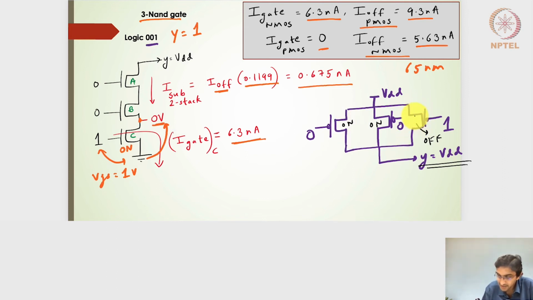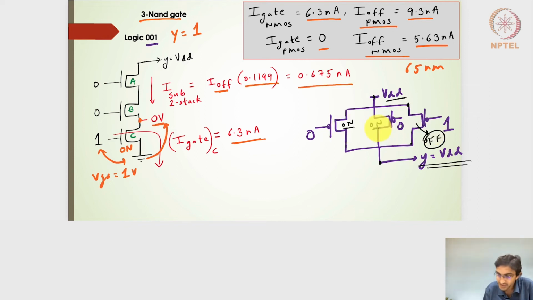There should be a subthreshold leakage current here, but if you look into the VDS value, the VDS value turns out to be the same. And whenever the drain-to-source potentials are the same, there won't be any current. In fact, there won't be any subthreshold current as well, because on both sides of this transistor we have VDD. There should be some potential difference, then only we will have a subthreshold leakage current. But here, because both terminals of this off transistor see the same potential, we will not have any subthreshold leakage current.